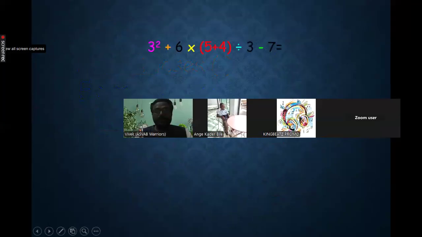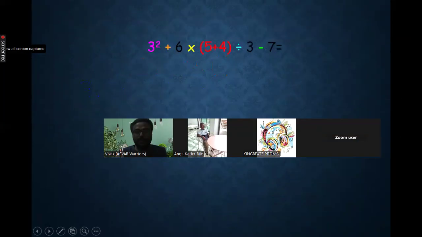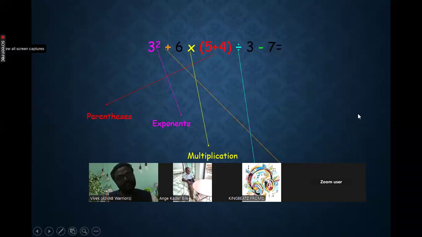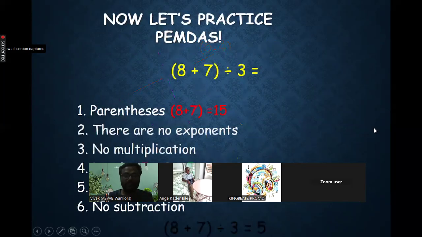Now, let us try to solve. Okay, we will not solve it, I'll just explain. Here, there is a parenthesis. 3 raised to power 2 is an exponent. There we have a multiplication sign. There we have a division sign. Then we have an addition sign. And then we have a subtraction sign. Okay, we will solve this question after a few slides. Before that, we'll try to solve some simple questions.